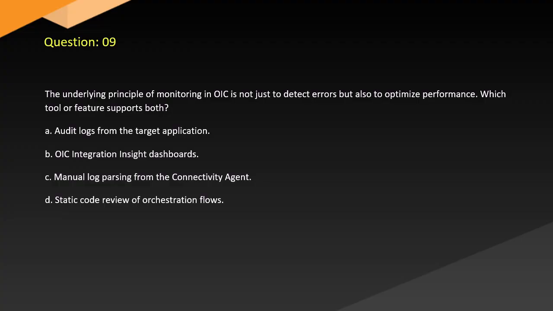Question 9. The underlying principle of monitoring in OAuth is not just to detect errors but also to optimize performance. Which tool or feature supports both? A. Audit logs from the target application. B. OAuth integration inside dashboards. C. Manual log parsing from the connectivity agent. D. Static code review of orchestration flows.